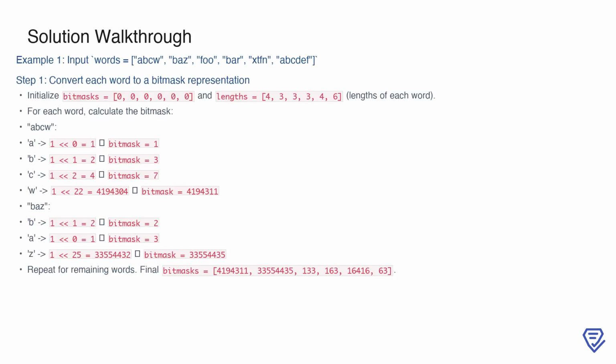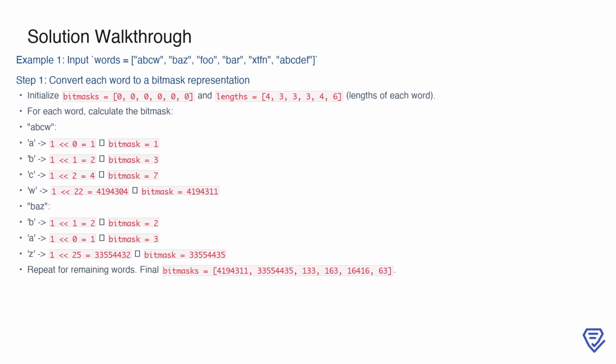To solve this problem, we start by representing each word as a bitmask. A bitmask is a compact way to represent the unique letters in a word using bits. For the given input, we initialize two arrays, bitmasks to store the bitmask for each word and lengths to store their respective lengths. For example, the word apple has the letters of B, C, and W.